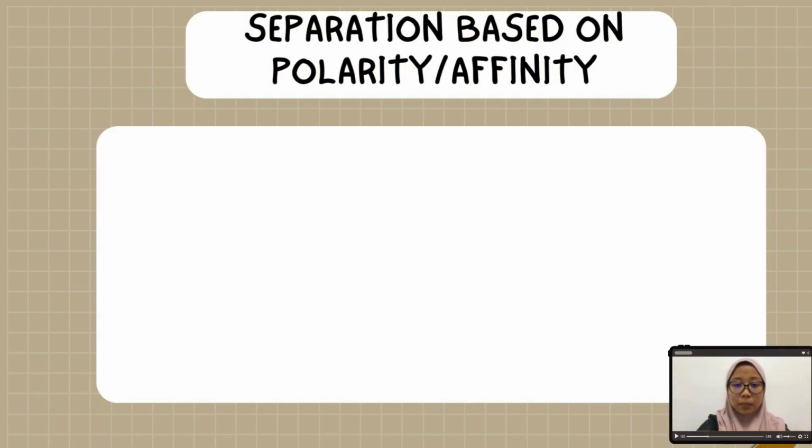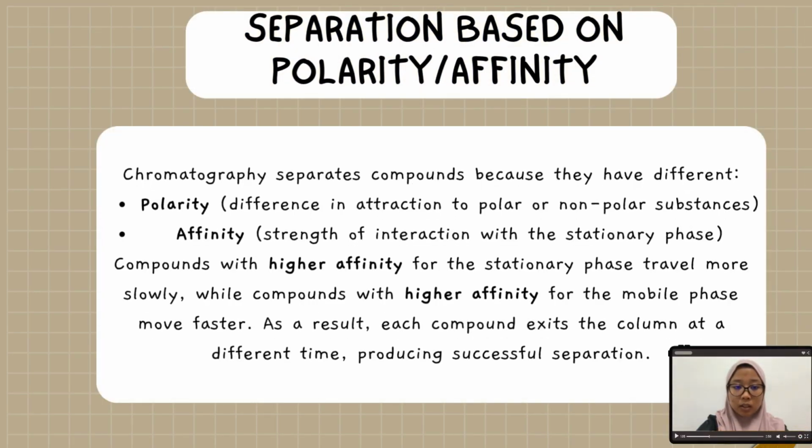Next is the separation based on polarity and affinity. Chromatography separates compounds because they have different polarity. Polarity is the different attraction to polar or non-polar substances, and affinity is the strength of interaction with the stationary phase. Compounds with higher affinity for the stationary phase travel more slowly, while compounds with higher affinity for the mobile phase move faster. As a result, each compound exits the column at a different time, producing successful separation.